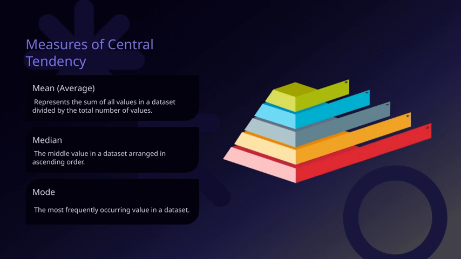Finally, we have the mode, the value that appears most frequently in the dataset. It can tell us what the most common or typical value is, which is particularly useful in categorical data or when identifying popular choices. All of these measures help us summarize complex data into understandable, meaningful insights, an essential part of analyzing and interpreting data effectively.